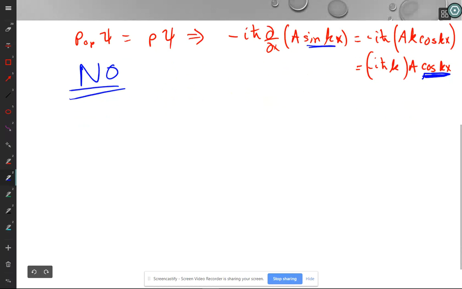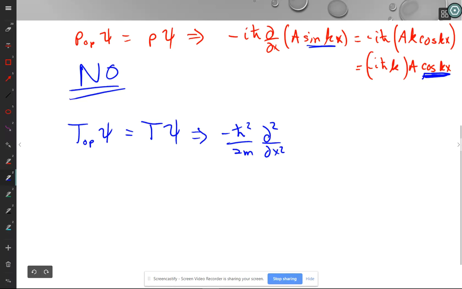And now we test the next one. Kinetic energy operator acting on psi should be equal to kinetic energy times psi. So that would be minus h bar squared over 2m d second dx squared a sine kx. So what's the second derivative of a sine kx?